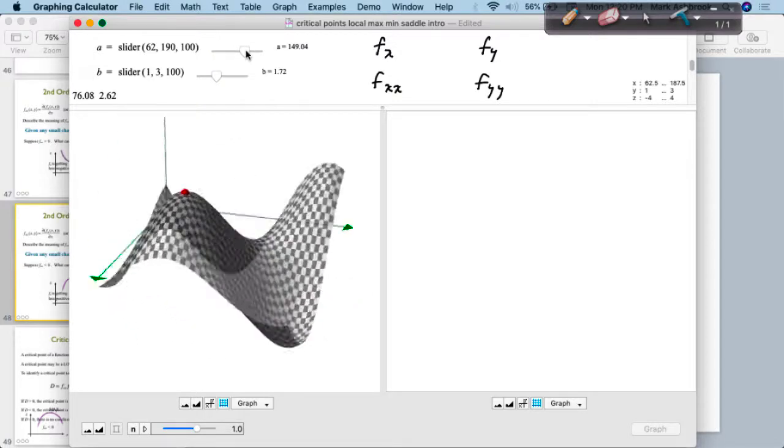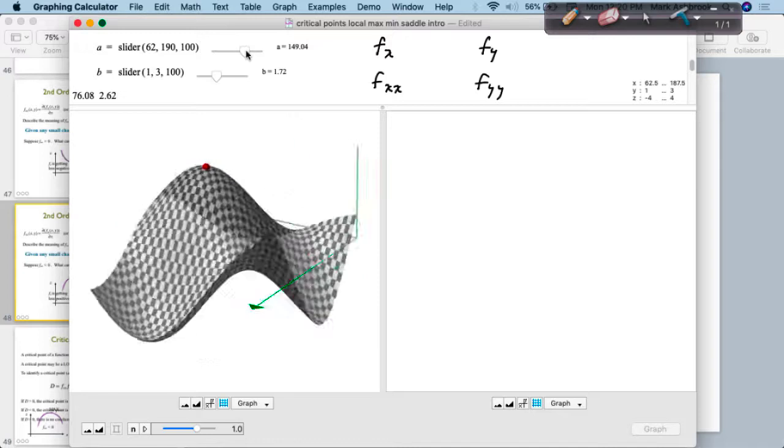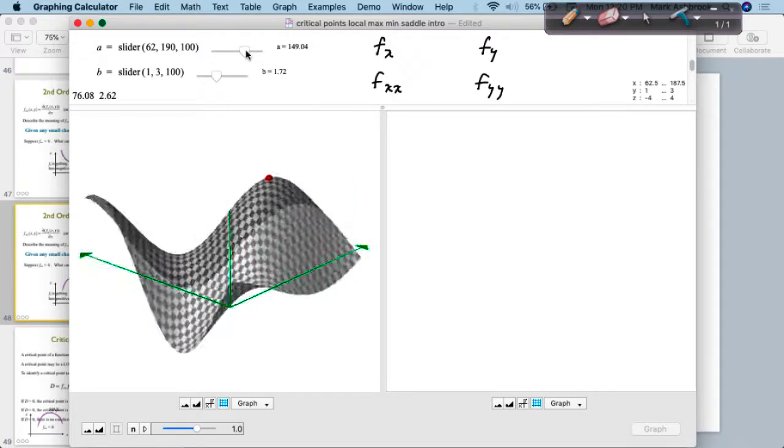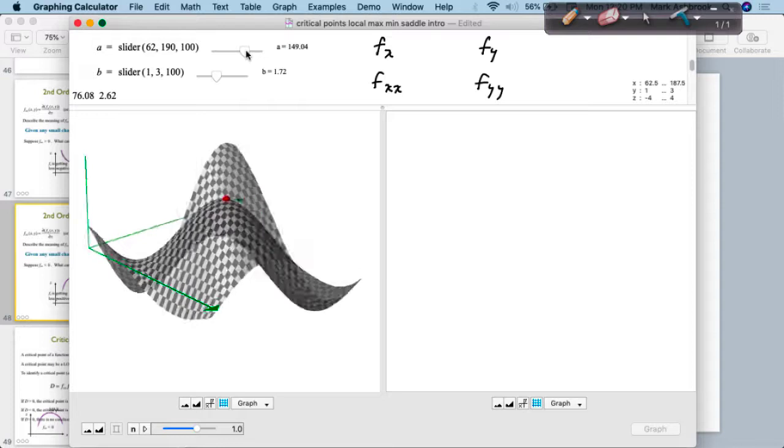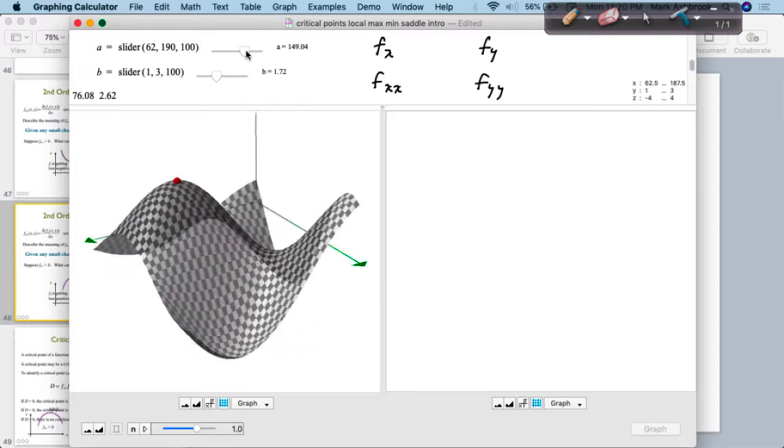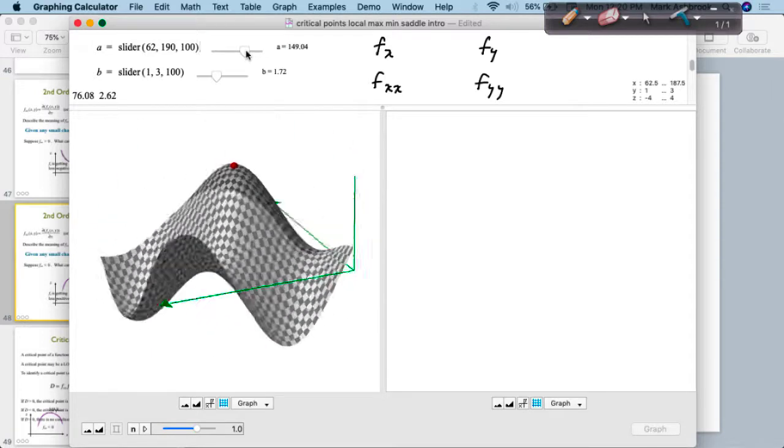Okay, so this is where we're going to talk about critical points. When both first partial derivatives are equal to 0, then what could you have? Local max or local min, right?